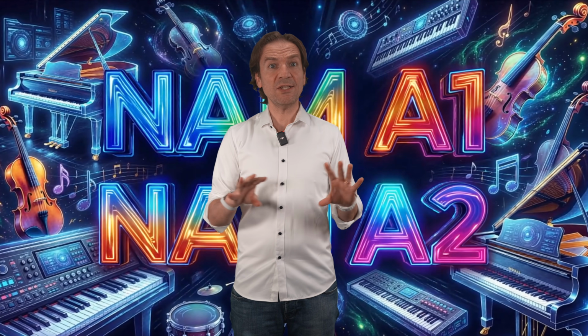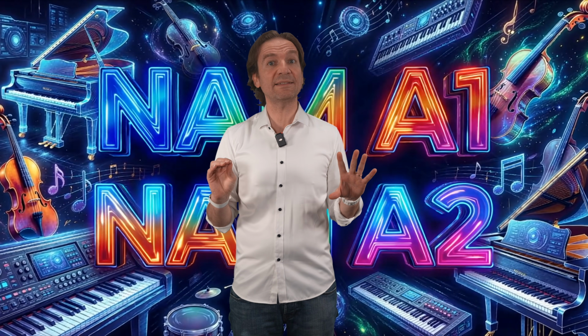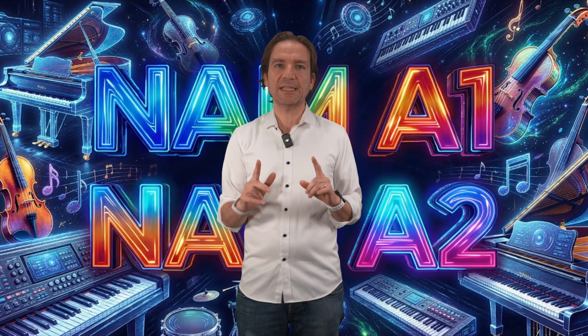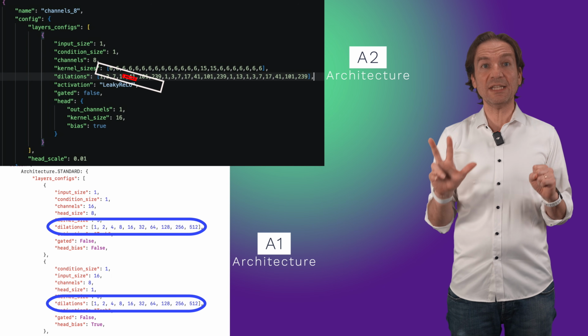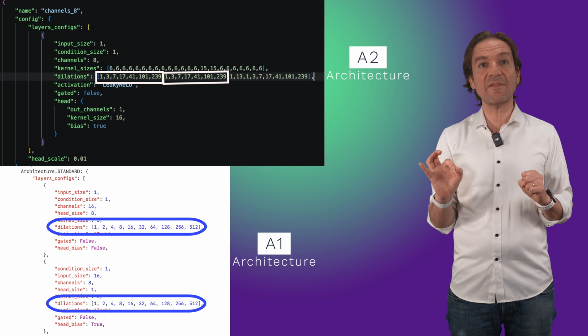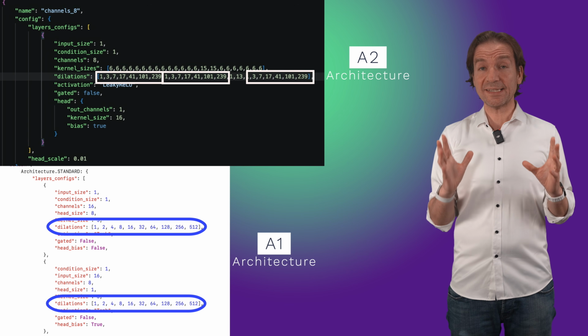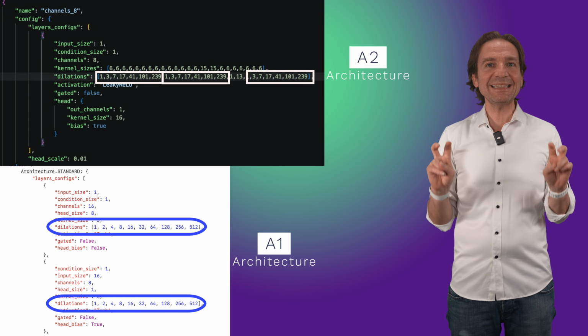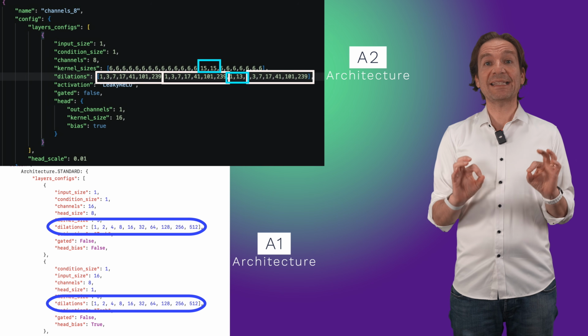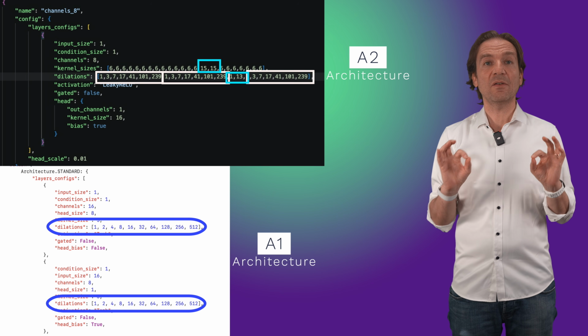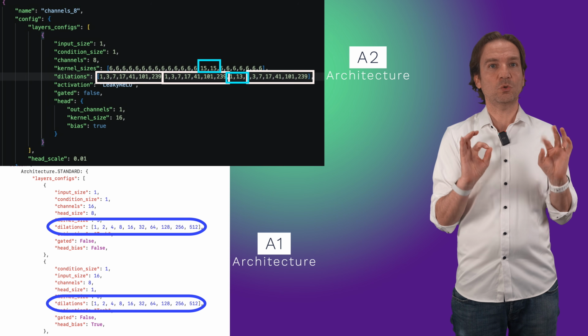A2 changes the approach fundamentally. Let's go through every difference. Instead of 2 stacks of 10 layers, A2 uses 3 stacks of 7 layers plus a special degridding section with 2 additional layers. That's 23 layers total versus A1's 20.